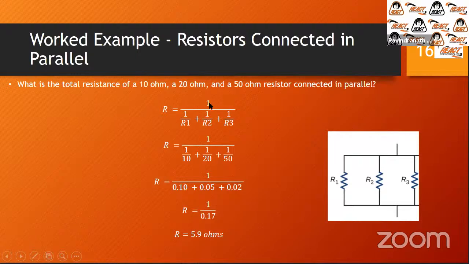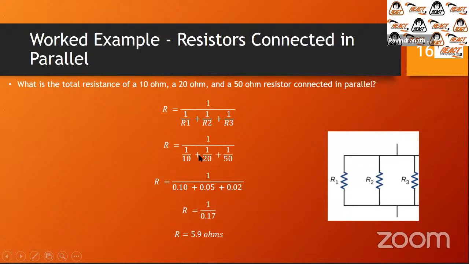R is equal to 1 all over 1 over R1 plus 1 over R2 plus 1 over R3. So what do we do? We plug R1 in, we plug R2 in, and we plug R3 in. But what is R1, R2, and R3? Those are the resistors, the value of the individual resistors. So R1 is actually 10 ohms, R2 is actually 20 ohms, R3 is going to be 50 ohms. Those are the values that we are plugging into the formula. So we drop down now to the next stage, and we see R is equal to 1 all over 1 over 10 plus 1 over 20 plus 1 over 50.